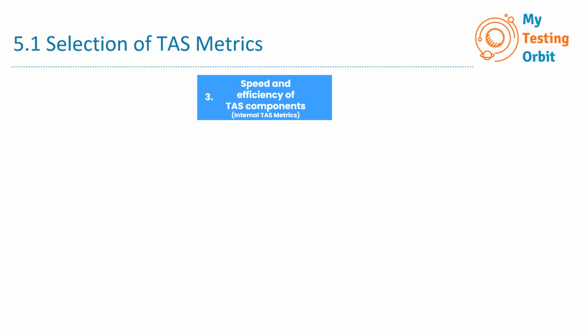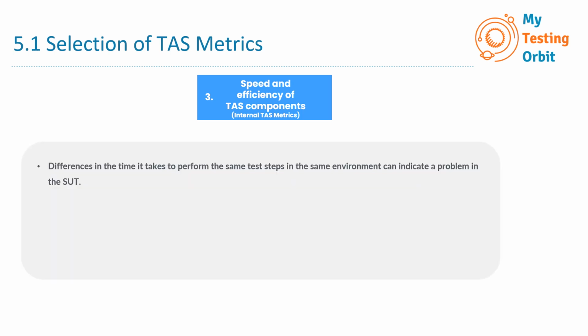Number 3, speed and efficiency of TAS components. Differences in the time it takes to perform the same test steps in the same environment can indicate a problem in the SUT. Inconsistent timing can be a red flag. For example, if a login process takes significantly longer at times, it might indicate issues with the system's performance or reliability.